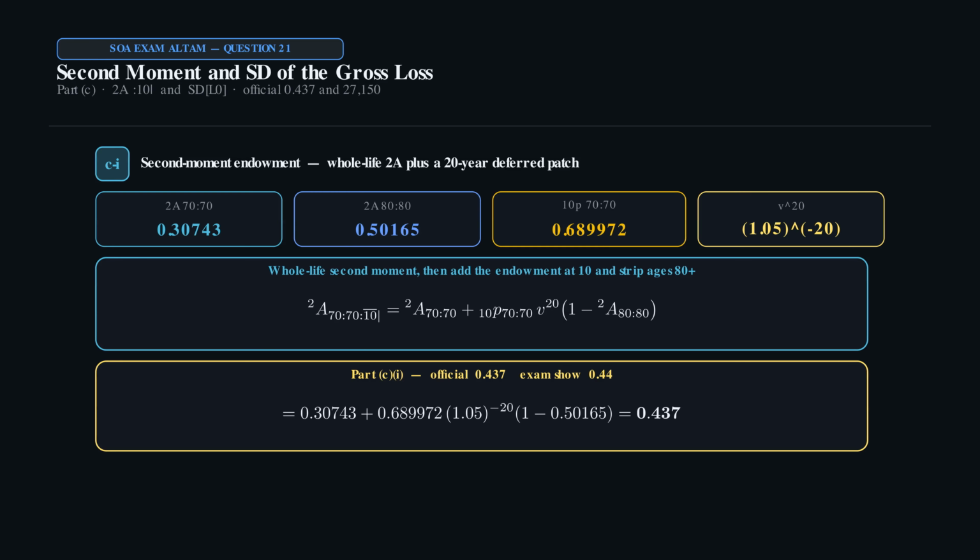Part C-I is the second moment endowment factor. Start from the joint whole life 2A of 0.30743. Add the 10-year survival 0.689972 times V to the 20 times 1 minus 2A at ages 80 and 80, which is 1 minus 0.50165. The official 2A:10 is 0.437. The exam shows 0.44.